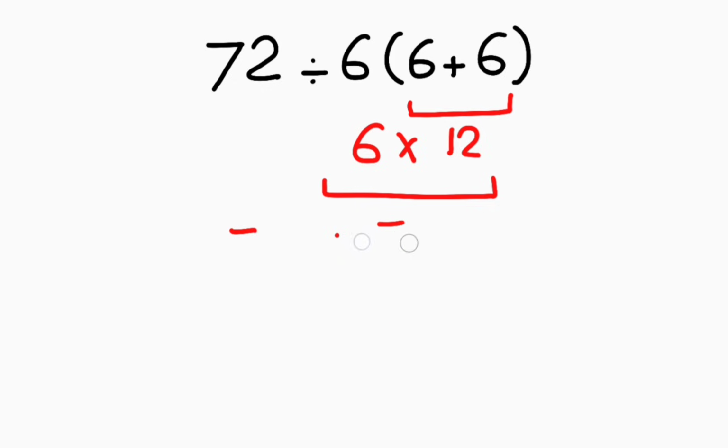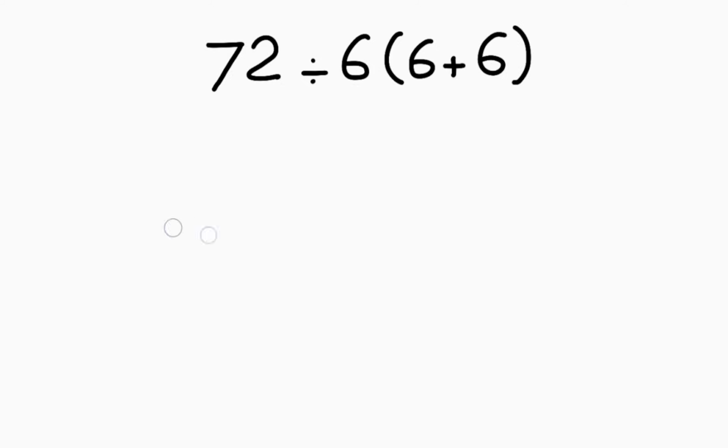Because according to the order of operations, we have to solve this expression in this way. First parentheses, then exponent, then multiplication or division, and finally addition or subtraction. Remember that multiplication and division have equal priority and addition and subtraction have equal priority too.